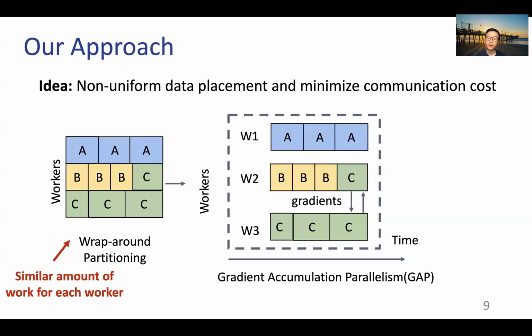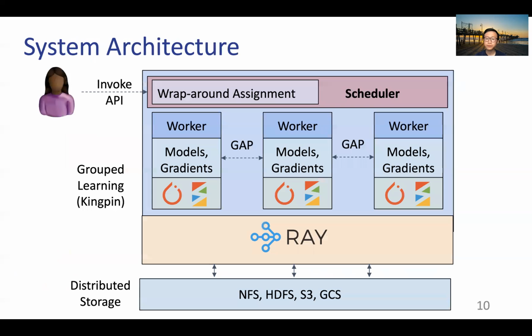Scheduling is tied to data placement. Most small groups are trained in a task-parallel manner. Large groups get sharded across workers. For such groups, we use a novel form of parallel ML execution we call Gradient Accumulation Parallelism, or GAP, to reduce communication costs further. We adopt an extensible architecture that can talk to multiple ML tools.